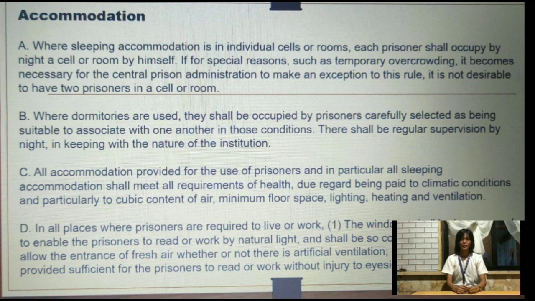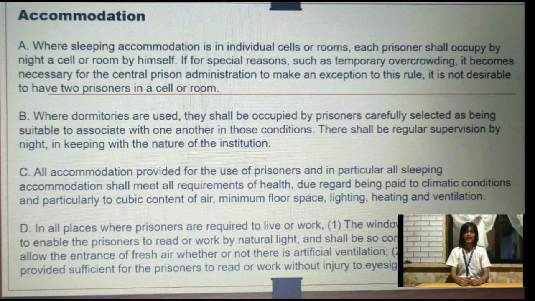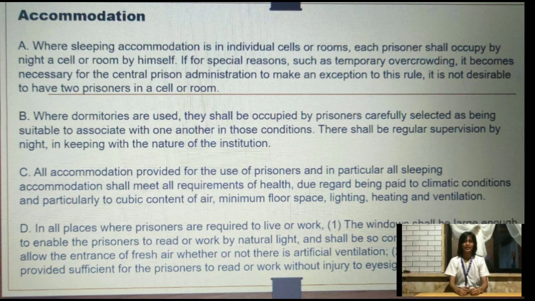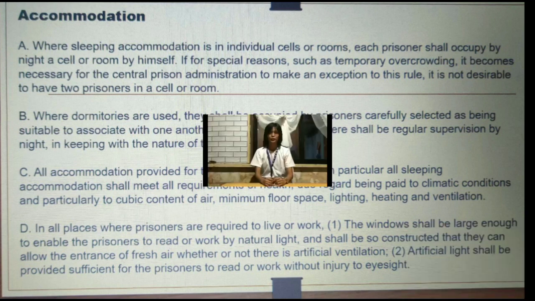Places or rooms required for prisoners to live or work should have bigger window frames, for this will enable the prisoners staying in to have enough fresh air. In addition to this, artificial light should also be installed in these places or rooms so that prisoners do not hurt their eyes while reading or even hurt themselves while doing work.